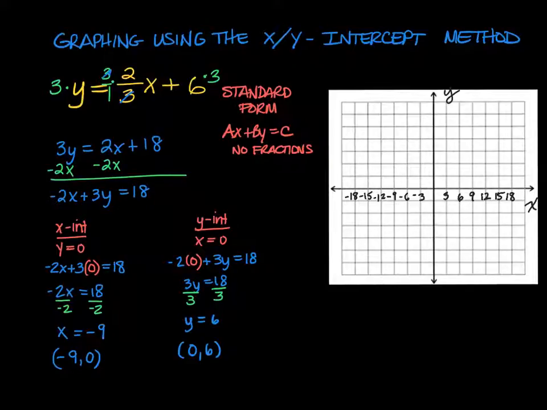So now I can plot my x-intercept right here at negative 9, 0. And my y-intercept is going to be at 6. 1, 2, 3, 4, 5, 6. So 0, 6 is right here. I'm going to connect my points, draw my arrowheads, and I got to write my equation. So negative 2x plus 3y equals 18. And that's graphing using the XY intercept method.